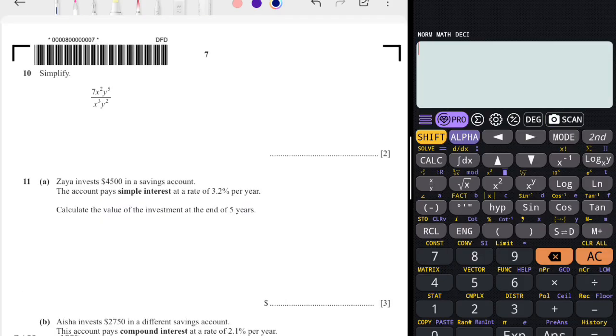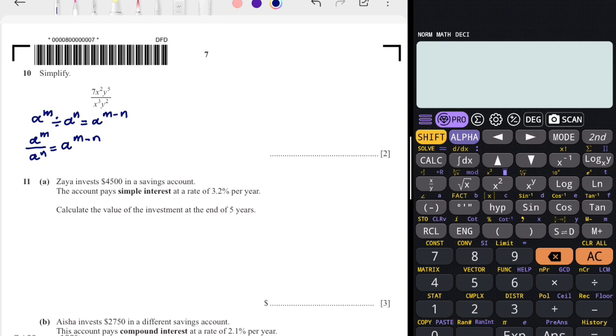Question number 10, simplify. In this question we use the laws of indices. When dividing powers with the same base, we subtract the powers. According to the law, if bases are the same and there is a division sign, their powers are always subtracted. So it would be a raised to the power m minus n, or it can also be written as a^m upon a^n is equal to a^(m minus n).